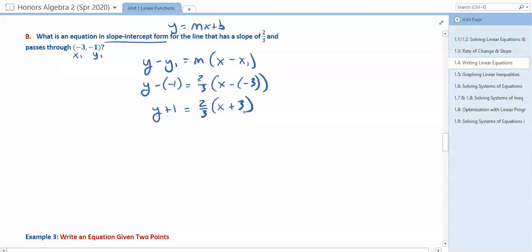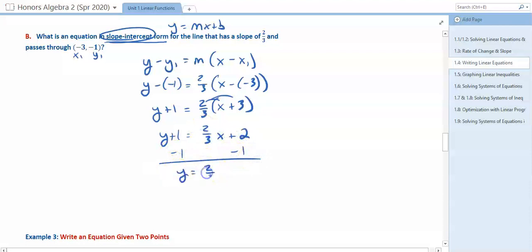And then we're going to multiply out because this one did ask for slope-intercept form, so we cannot stop. y plus 1 is equal to 2/3 x plus 2. Subtract the 1 from both sides, and so y is equal to 2/3 x plus 1. This would be the slope-intercept form of that line.